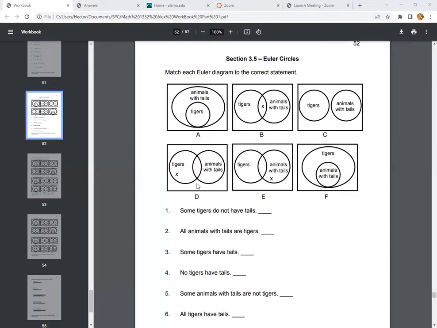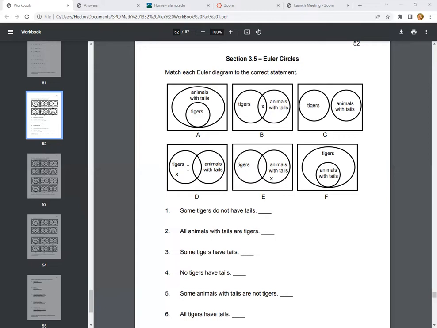And if you look at D, there's one tiger, namely X, that does not have tails. So then some tigers do not have tails. D is the more precise representation so far. And then E says that some animals with tails are not tigers. And then F says that all the animals with tails are tigers. So that's definitely not the right one. So we go with D as the more precise representation.